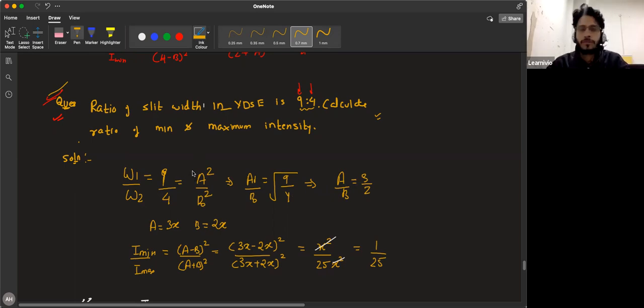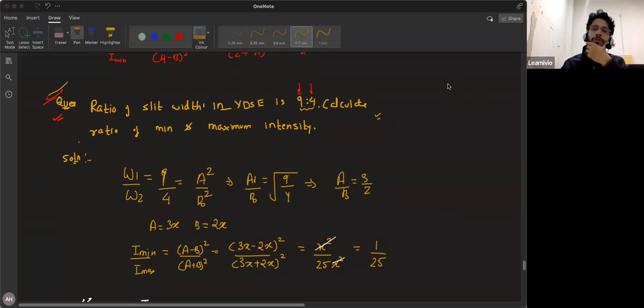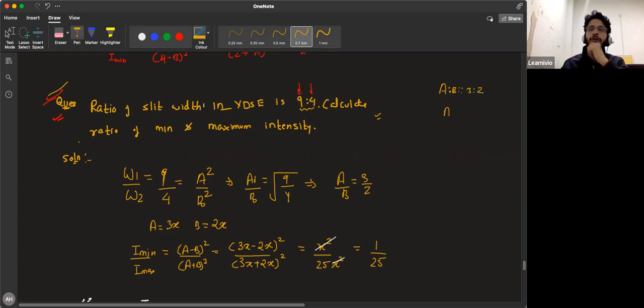So where did x come from? Since it's a ratio, I can't write that a is 3. So I write a is 3x, b is 2x. This is how we write if you have ratios. Because the ratio of a and b is 3 to 2, I know that a is 3x and b is 2x.